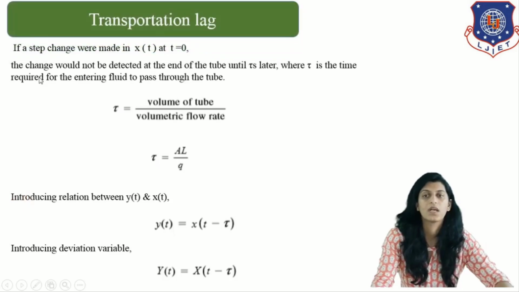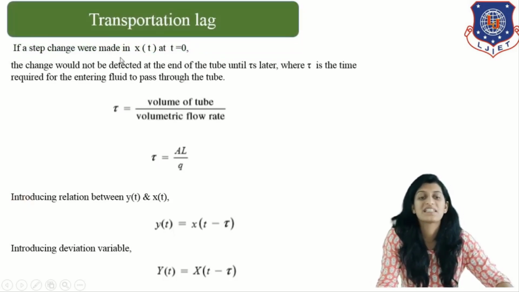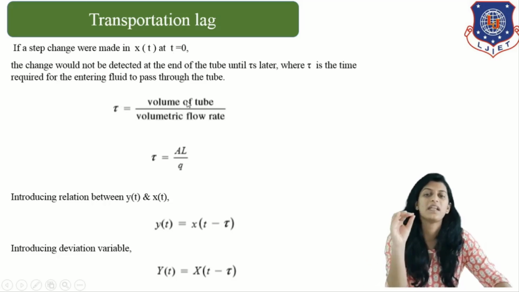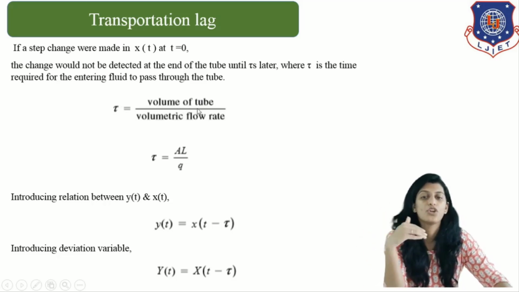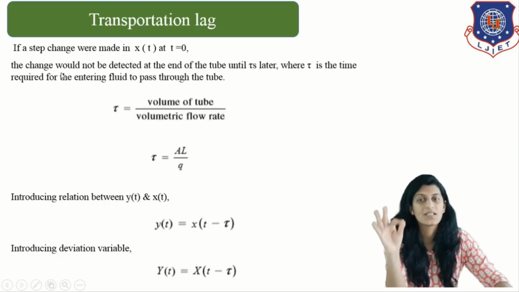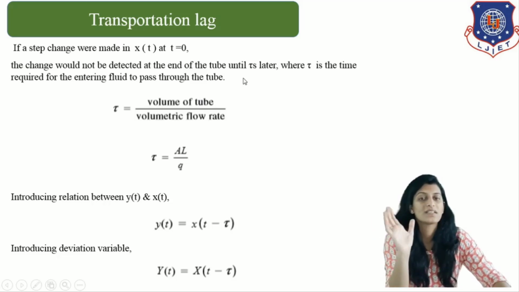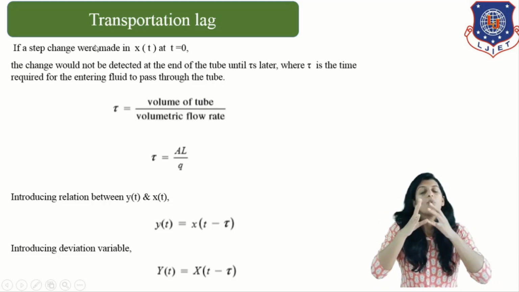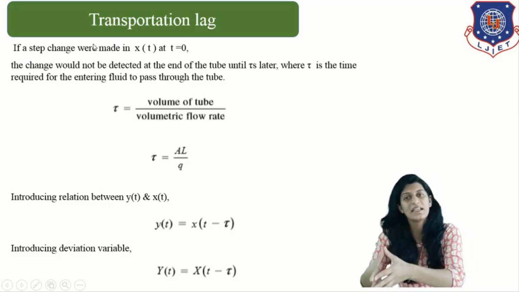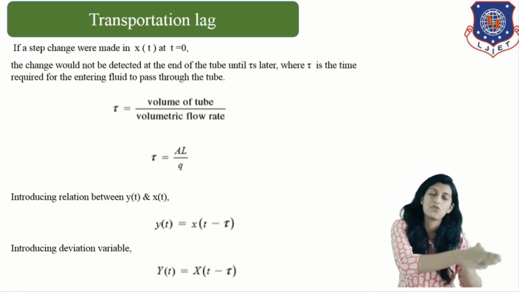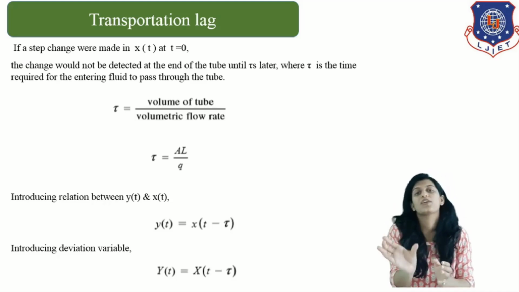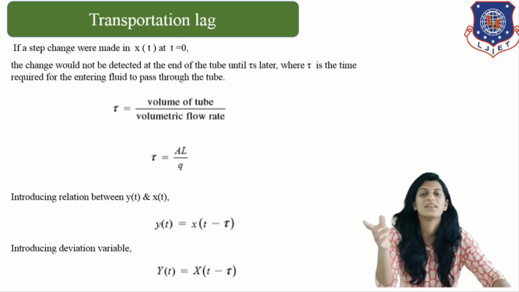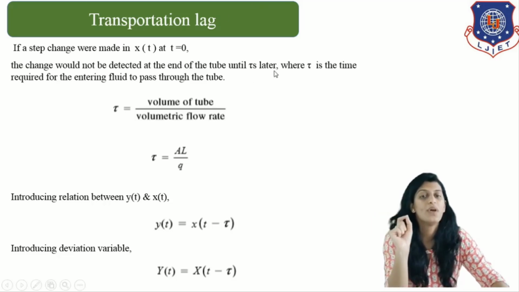Now, if we provide some step input or step change at t equals to 0, so what will happen? Tau can be represented as volume of tube upon volumetric flow rate, that is, the change would not be detected at the end until tau s later, meaning whatever change you are giving in the inlet side, it will be noticed at the outlet side after some particular time period, and that time period is mentioned here as tau s.